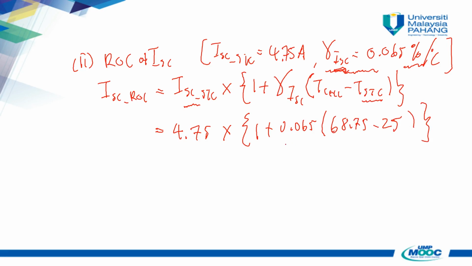Betul ke? Saya tengok orang lain. Bukan ke 35 sir? Ulang balik. TSTC 25. Over percent. 100. Dekat mana over percent? 0.065. Okay, over 100. Nah, check kira ya. Tak tahu betul tidak itu kira ya.